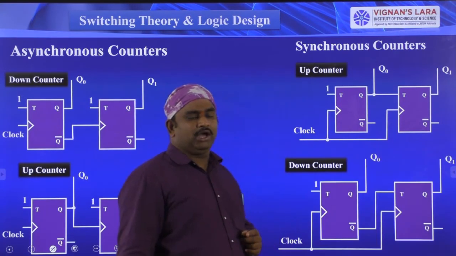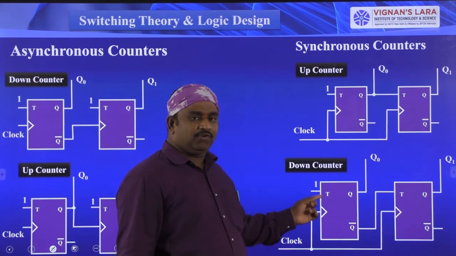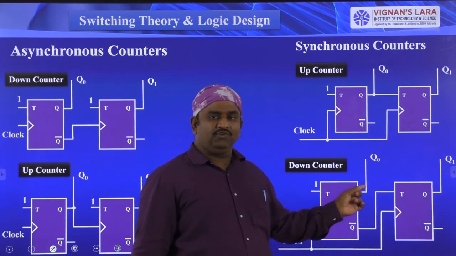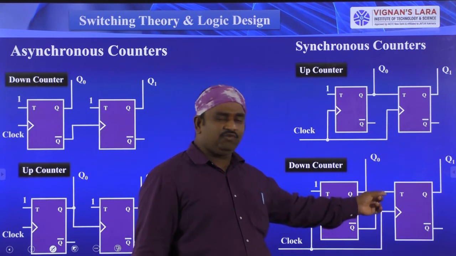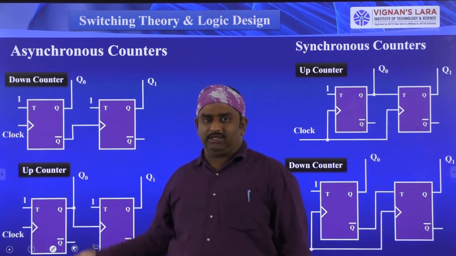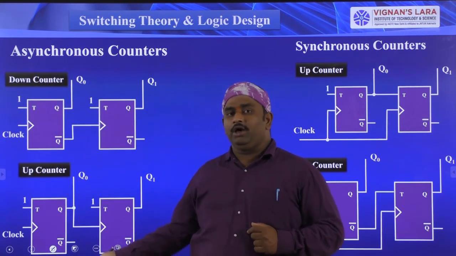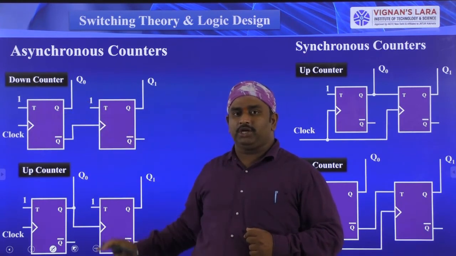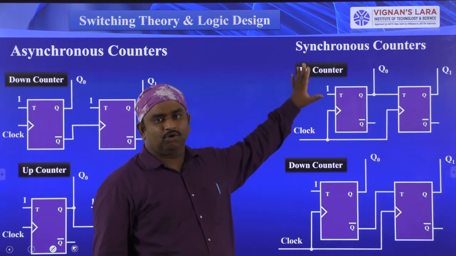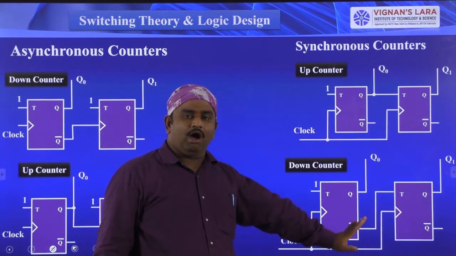Next, coming to the down counting. In the synchronous counters, for down counting, the first flip-flop complemented output is connected to the second flip-flop T input. So this is the down counting. These two are the asynchronous counters, also called ripple counters, with the down counting operation and the up counting operation. The other two are the synchronous counters, where a single clock pulse is connected to all flip-flops.